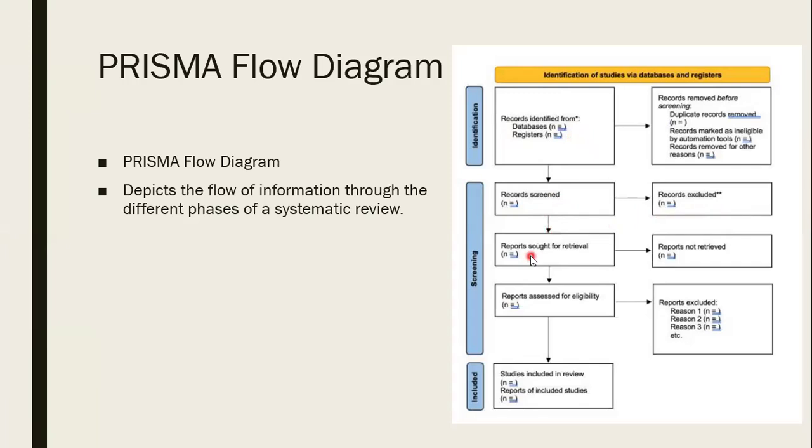In the screening process, after completing the duplicates removal, you need to check again for the full-text article screening after screening the title and abstract. And at last, this box will show the included studies after full-text screening, according to the inclusion and exclusion criteria.